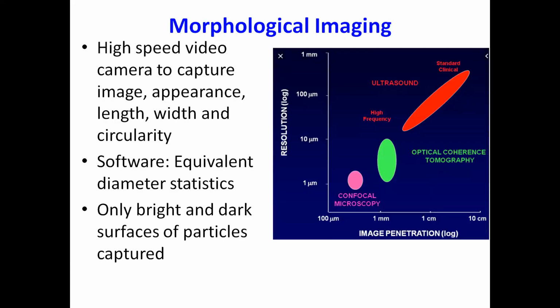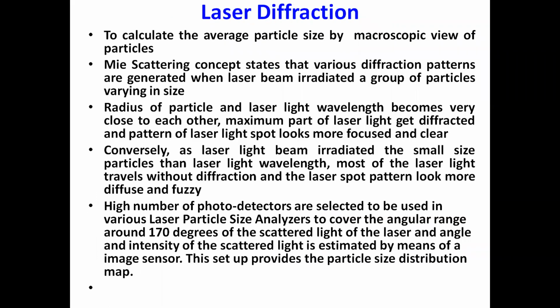Then this is a morphological imaging system in which high-speed video cameras are used to capture the image, appearance, length, width, and circularity of those particles. Then software is used to convert these dimensions into an equivalent diameter, whether based on weight, mass, volume, minimum length, or maximum length, which we have discussed already. Only bright and dark surfaces of particles are captured.